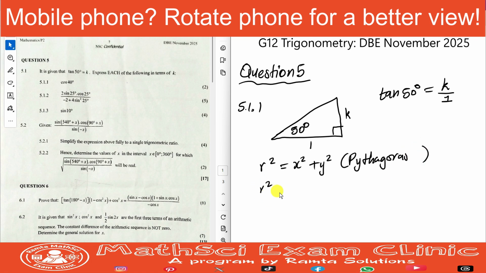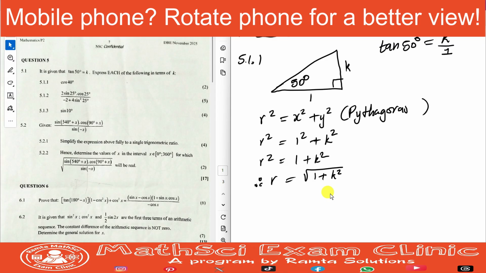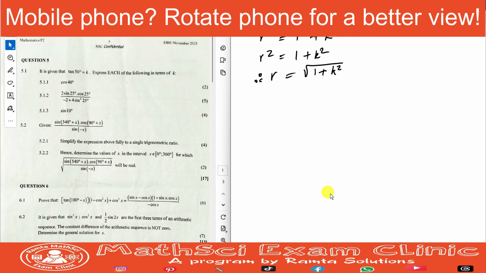Then we do not know what r squared or r is. We know x is 1, y is k, right? So here we have r squared equals 1 plus k squared. Therefore, r will be the square root of 1 plus k squared. Moving on.